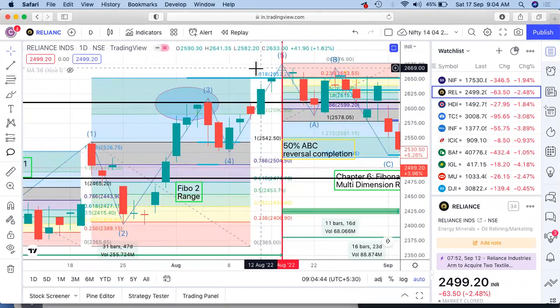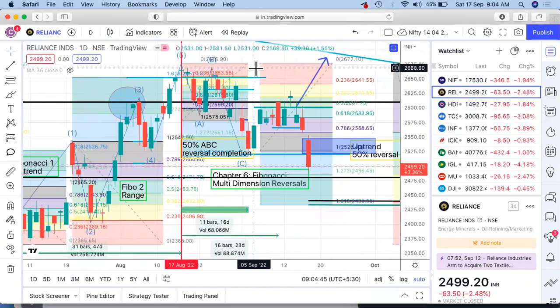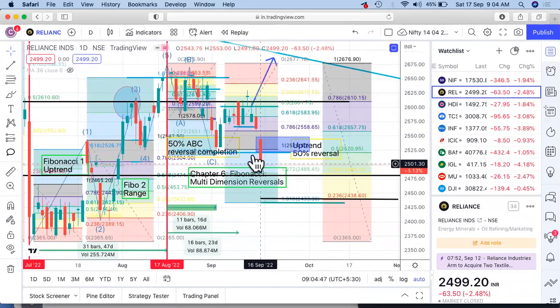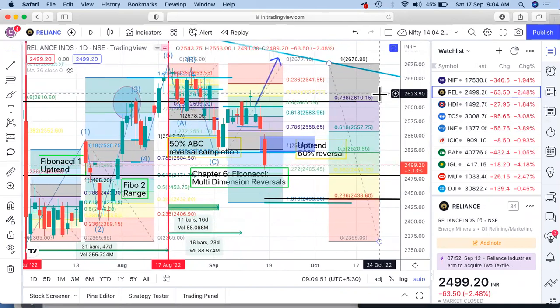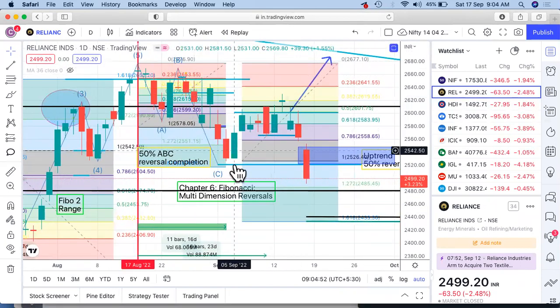And we are expecting a reversal. Why? Because the market generally comes down to a 50% reversal as we had informed. So this 50% reversal we were discussing and talking about. And from there again, we got a 50% reversal coming down. So we thought that, okay, this is completion of the 50% level.